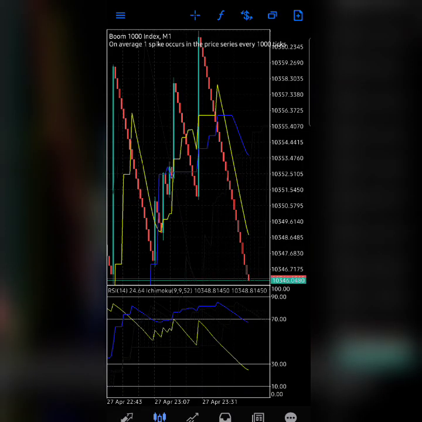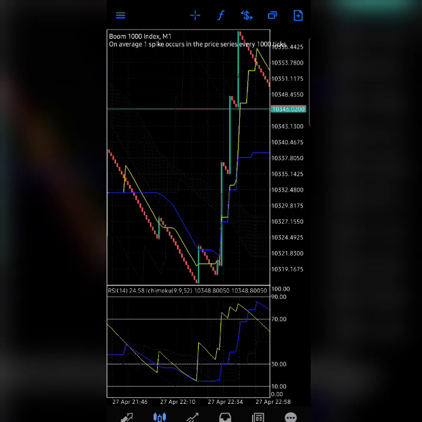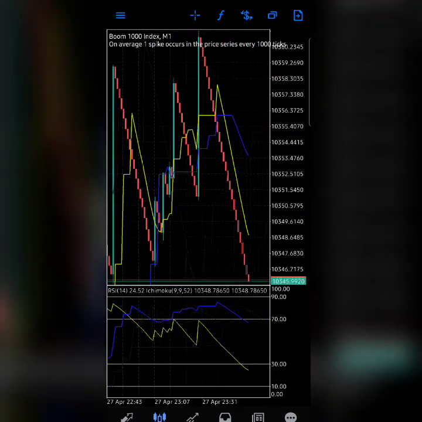So this is what you should be looking at if you followed the settings correctly. So let's dive straight into this, but I would like to explain not just boom and crash.